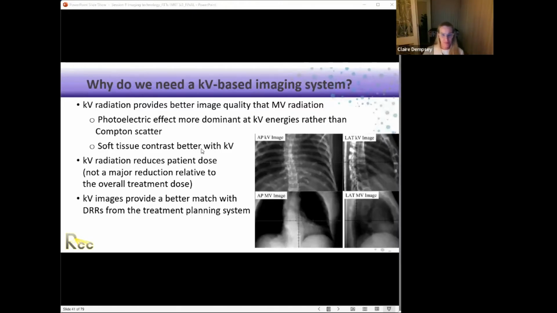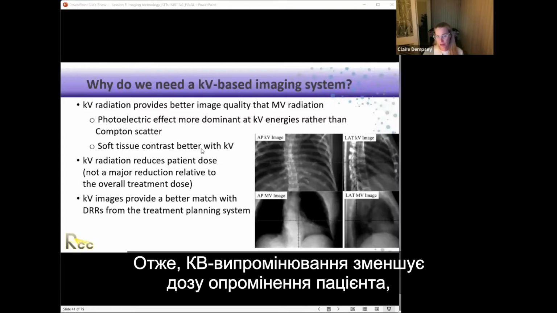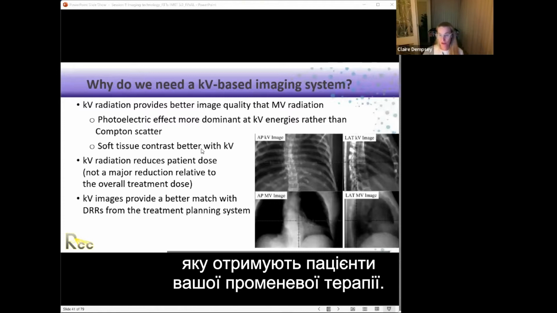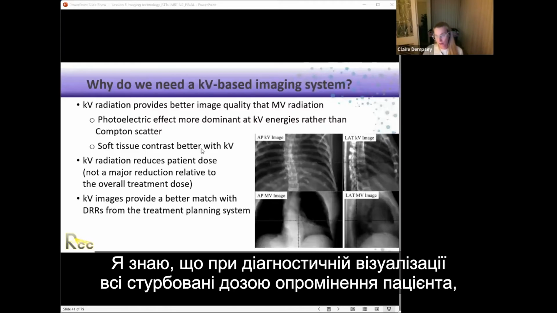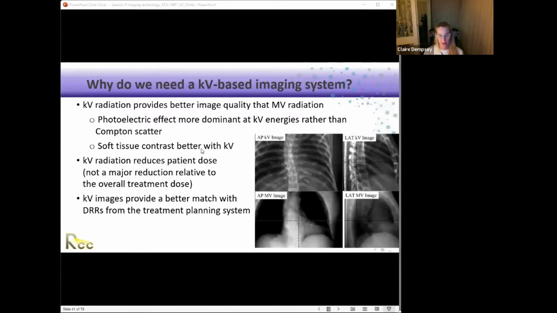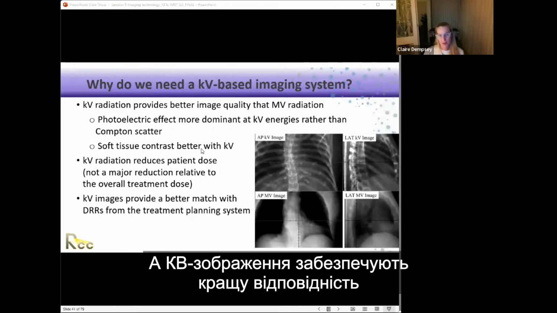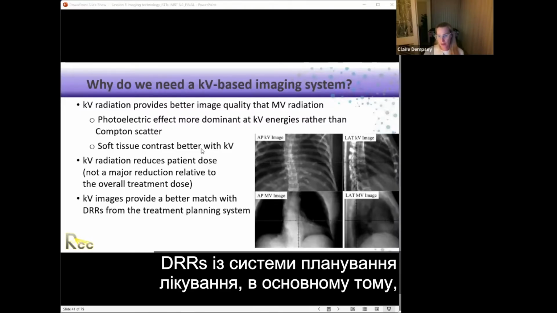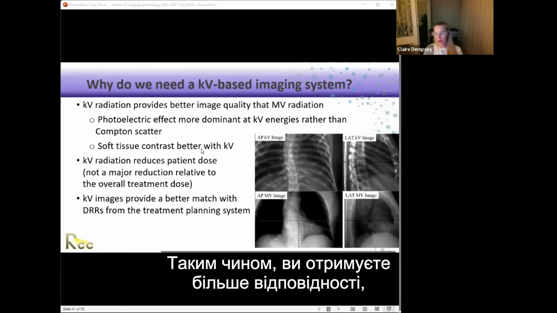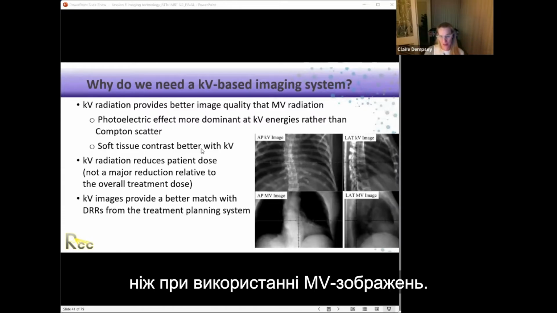KV radiation also reduces the patient dose, although it's not a major reduction relative to the overall dose that your radiation therapy patients are going to get. In diagnostic imaging they're all concerned about patient dose with KV imaging, but to be honest, it's not really a huge concern in radiation therapy cases. And KV images provide a better match to the DRRs from a treatment planning system, mostly because it's a KV image on the CT compared to a KV image on the treatment unit. So you're matching like with like more than with an MV image.